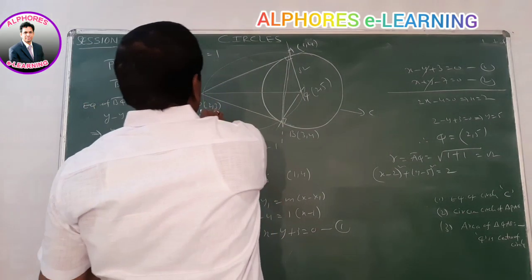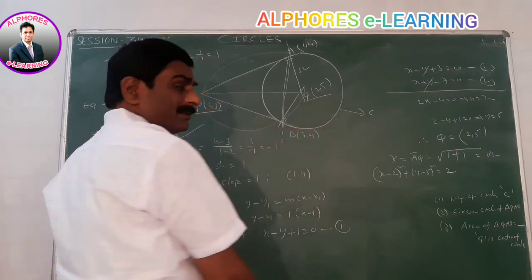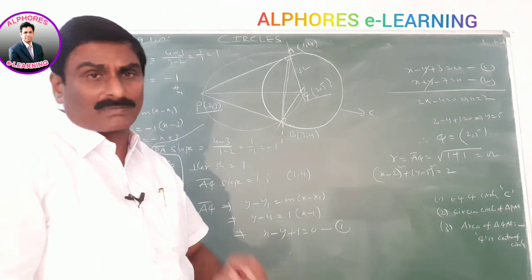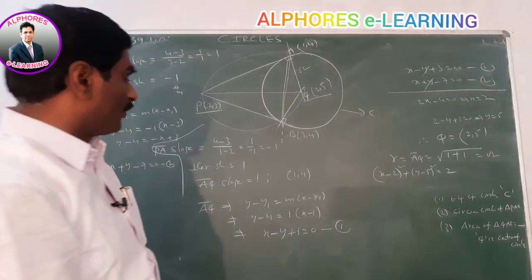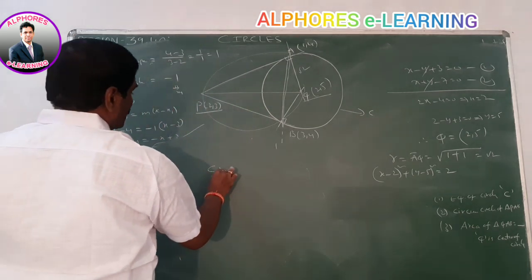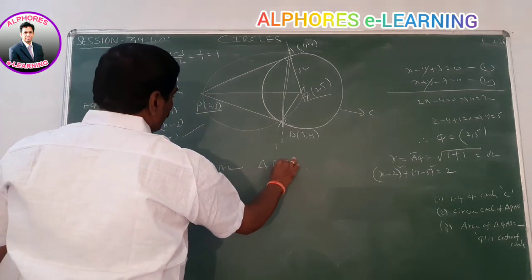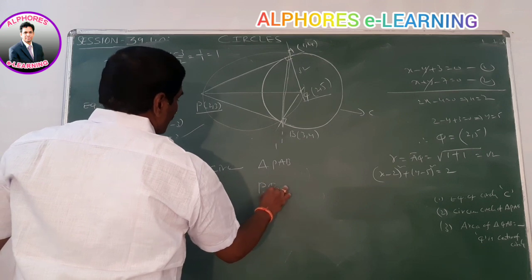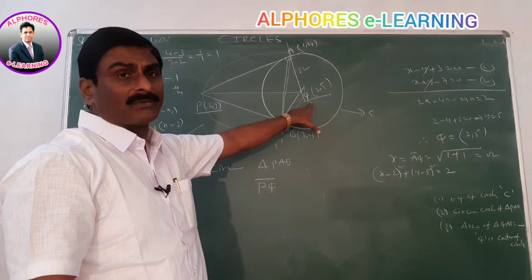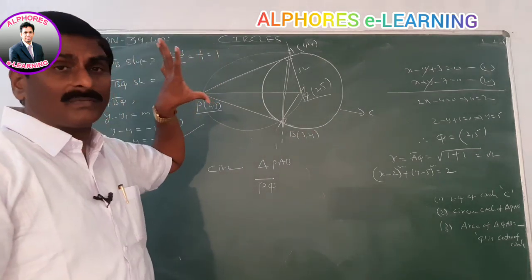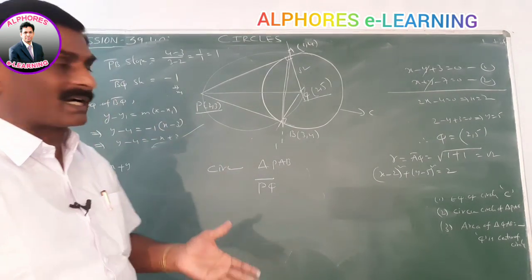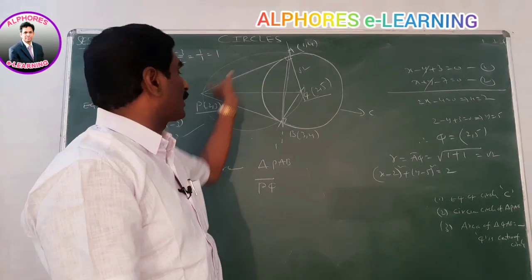P means 2 comma 3, Q means 2 comma 5. If the diameter endpoints are given, what is the equation of the circle? x minus x1 into x minus x2 plus y minus y1 into y minus y2 is equal to 0. Circumcircle of triangle PAB is nothing but the circle whose diameter is PQ. P is 2 comma 3, Q is 2 comma 5. By using that value, find the circumcircle of triangle PAB. Suppose if you ask, what is the circumcenter? Midpoint of PQ is the circumcenter of triangle PAB.